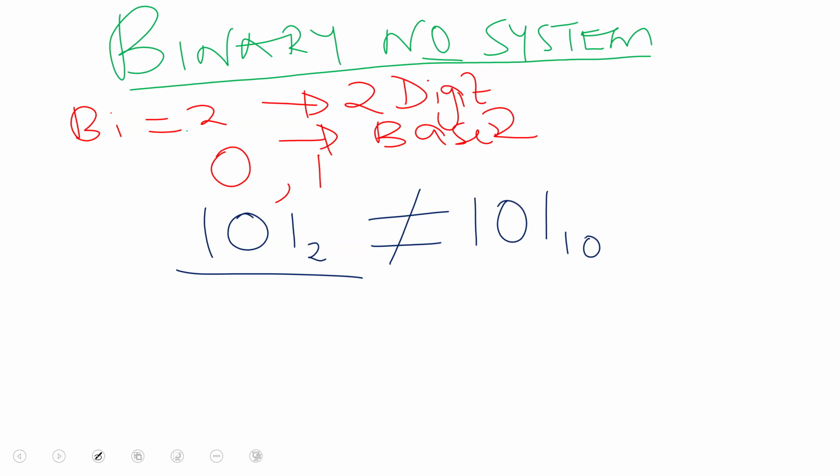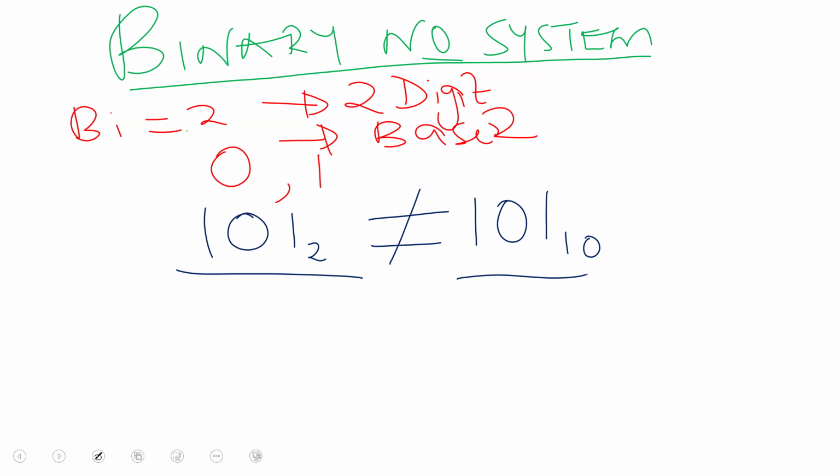Somebody unmute. Tell me what you understand by that. Just unmute yourself. Anybody? Explain what this statement means. That statement on the whiteboard, that 101 of base 2 is not equal to 101 to base 10.